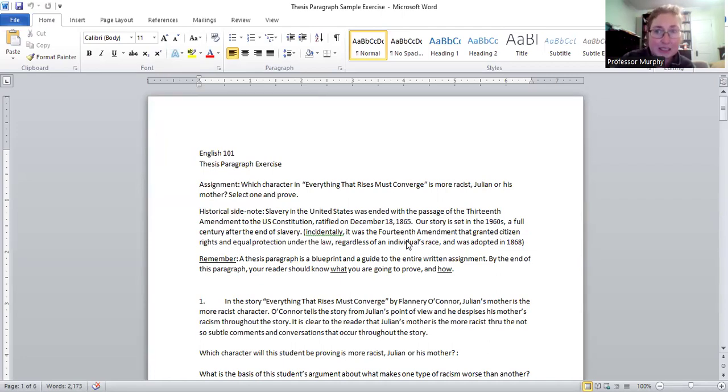So as an example, what I have here are thesis paragraphs that I took from student essays, from student homework assignments. They were all writing a homework about Everything That Rises Must Converge by Flannery O'Connor, which all of you have now read. And the assignment that the students had was a compare contrast paper. This homework was, which character in Everything That Rises Must Converge is more racist, Julian or his mother? And there was select one and prove.